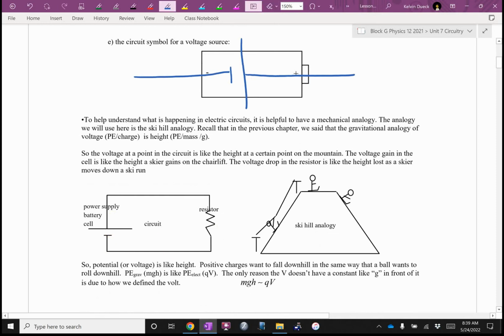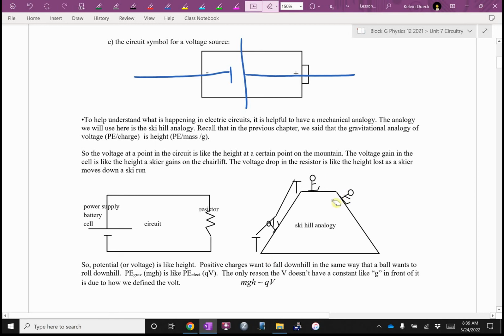That's a circuit drawing. So to help us understand what's happening in electric circuits, it's helpful to have a mechanical analogy. And the analogy I'm going to flog to death for this whole unit is I'm going to argue that every circuit can be thought of as a ski run. You gain energy from the battery in the same way as a chairlift brings skiers to the top of a ski run. A battery charges gain voltage. At a chairlift, people gain height, gain potential energy.